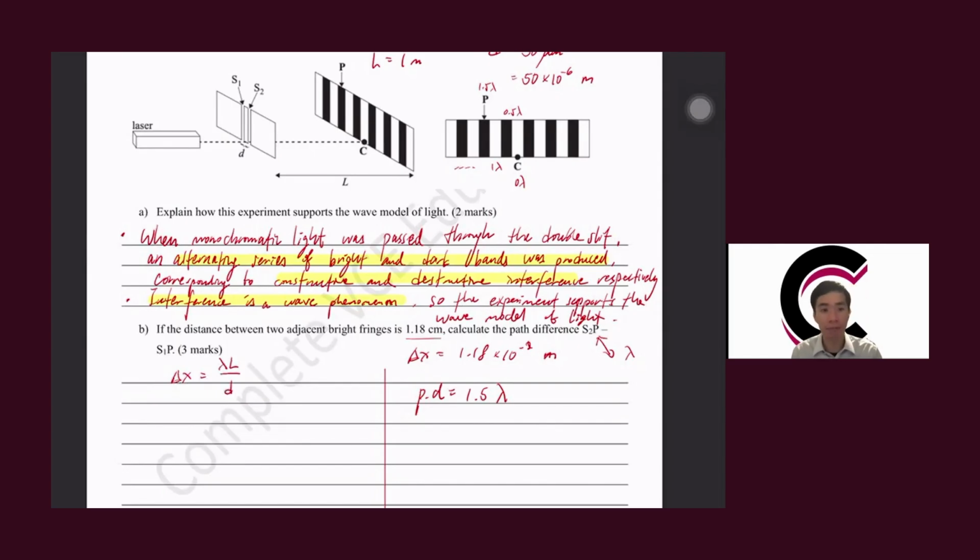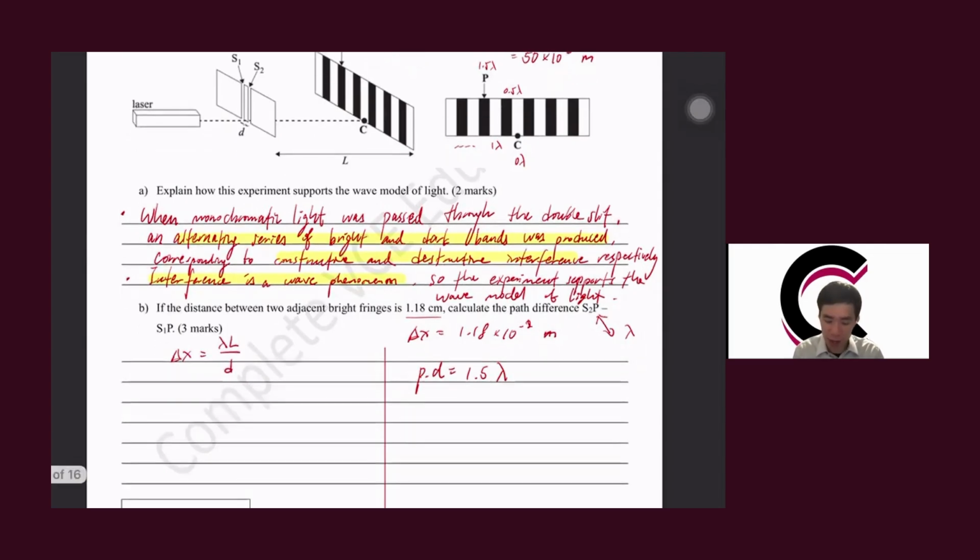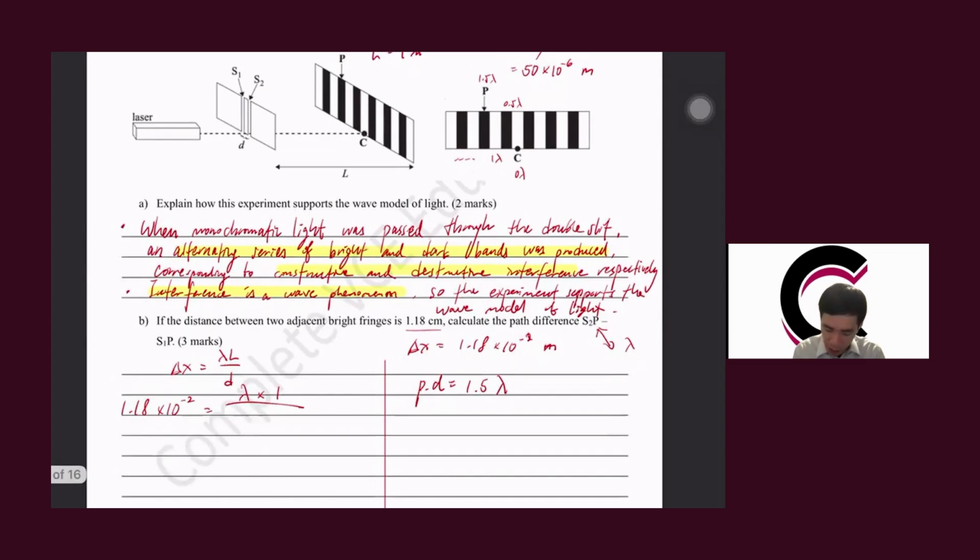Delta x is lambda L over D. That's the fringe separation equation. So you just sub all the values in, right? 1.18 times 10 to the power of negative 2 equals the lambda, which we're going to find, times L. Oh, that's 1. Perfect. Divided by D, and D is nothing but 50 times 10 to the power negative 6. You should find this as 5.90 times 10 to the negative 7 meters. And you can sub it in to the next part of the question.